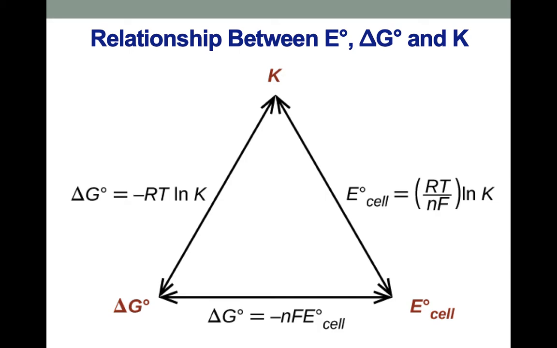I have to give you at least one, like if I started and gave you K, then you could calculate delta G for me. Once you have delta G, you can figure out E naught. If I give you E naught, you can figure out delta G, and you can take delta G to figure out K. If I give you K, you can figure out E naught. I think you get the idea.